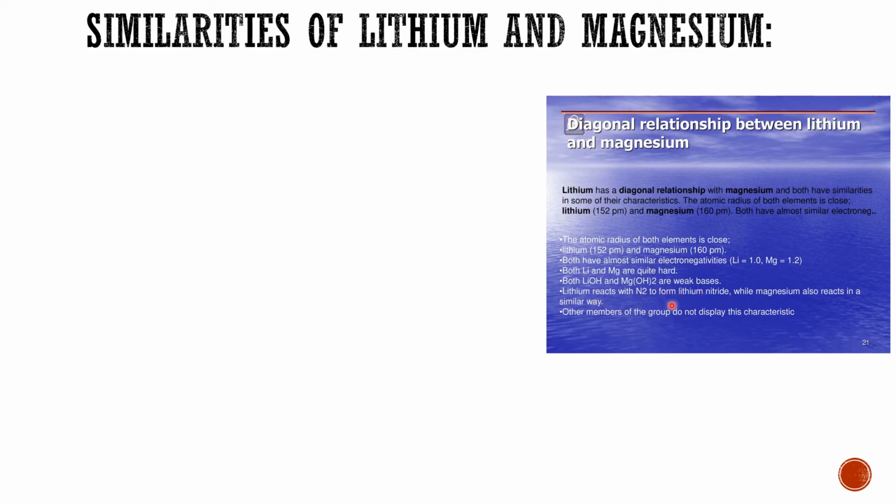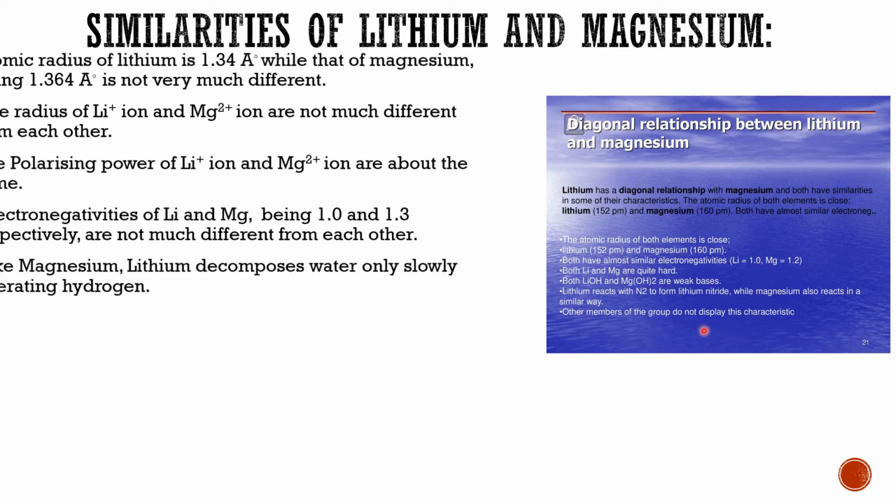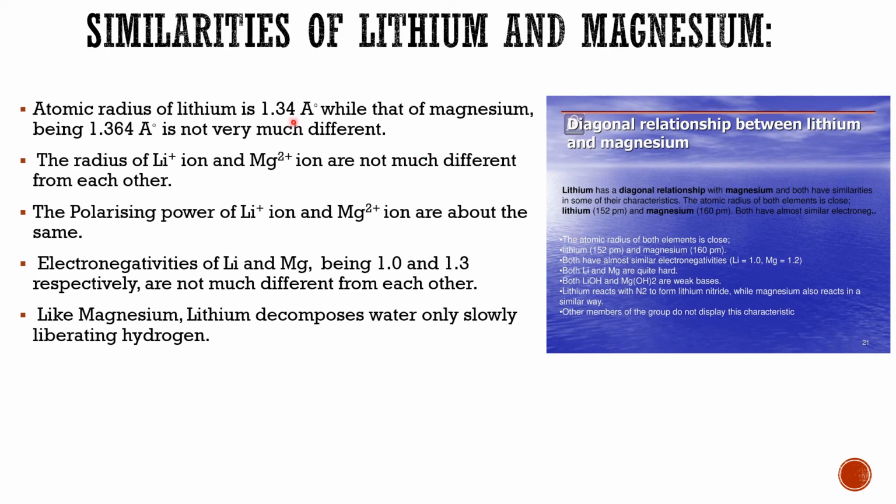Lithium reacts with N2 to form lithium nitride, while magnesium also reacts with nitrogen to form magnesium nitride. Other members of the group do not display this characteristic. These points we already see: the atomic radius is quite the same and the radii are not much different from each other. The polarizing power is also the same and the electronegativity is also the same, and then both magnesium and lithium decompose water, only slowly liberating hydrogen.